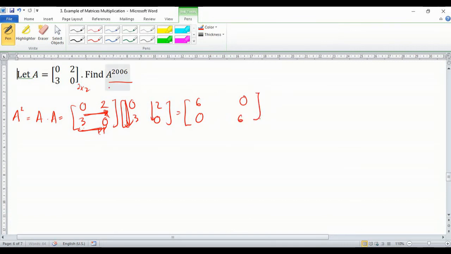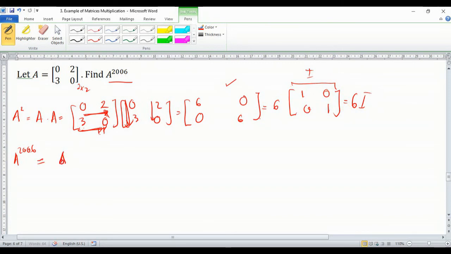Now let's jump to A power 2006. Before we continue, I can make this matrix a scalar matrix, where I make the 6 from here and then 1, 0, 0, 1, which is this one. We know that this one is the identity, so we can write it as 6I, 6 times the identity matrix. So from here we continue.